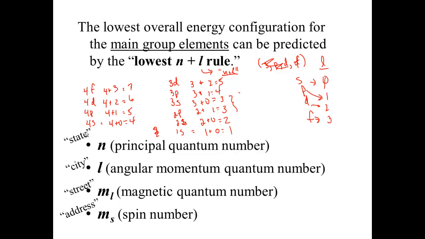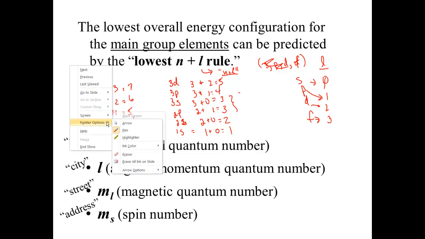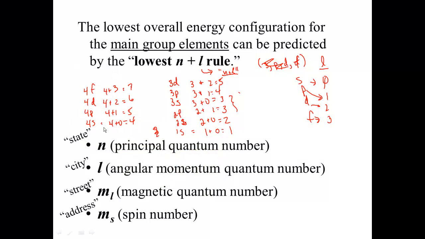Do you see the overlap? Let's see if I can get a different color. Between the 4s and the 4p. Okay. Snuggled kind of between the 4p and the 4s is the 3d. And so actually our arrow diagram fixes that.